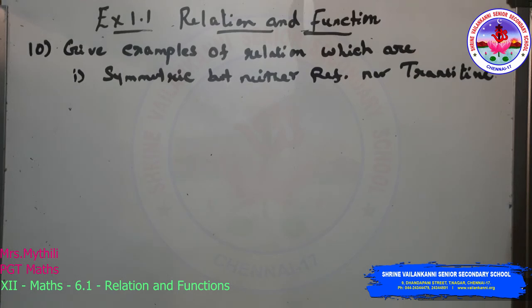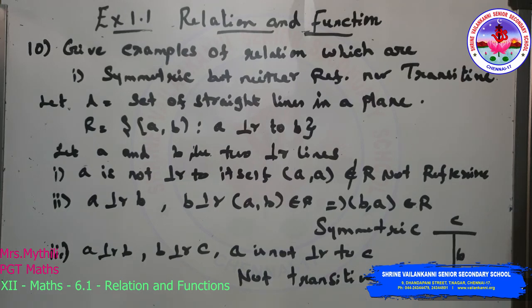10th question. Give examples of relations which are, first part, symmetric but neither reflexive nor transitive. So let's take an example. Let A equal the set of straight lines in a plane. Relation R equals (a, b) such that a is perpendicular to b. Let a and b be two perpendicular lines. We have to give an example which is symmetric but neither reflexive nor transitive.